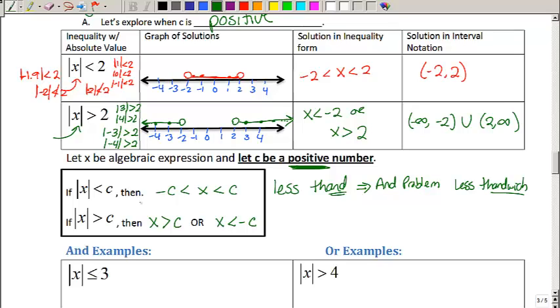For the greater than symbol, I want you to remember we're going to be greater. If it's greater, then we know it's an or problem, because x is greater than c or x is less than -c. So the greater than problems break up into two inequalities, whereas the less than problems break up into one inequality, one less thanwich inequality.